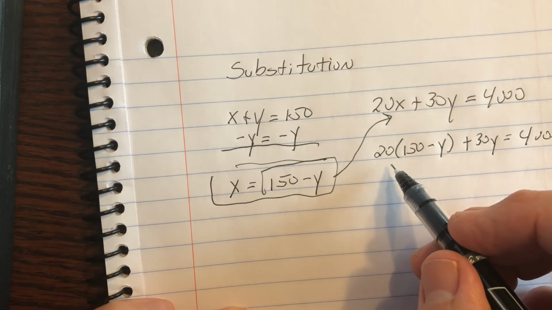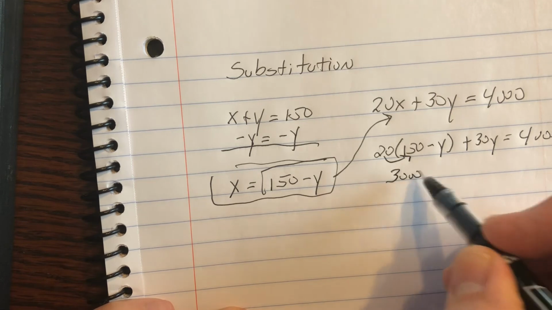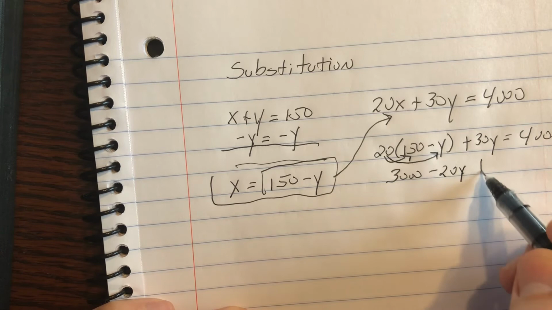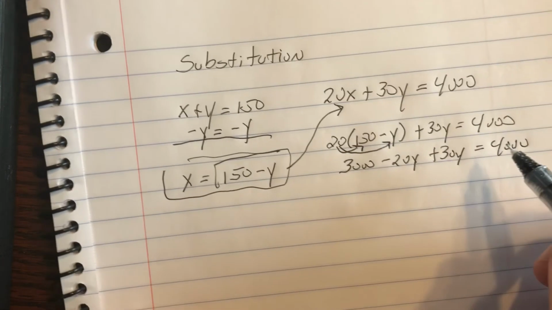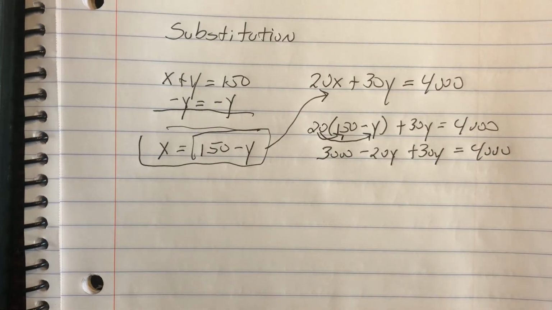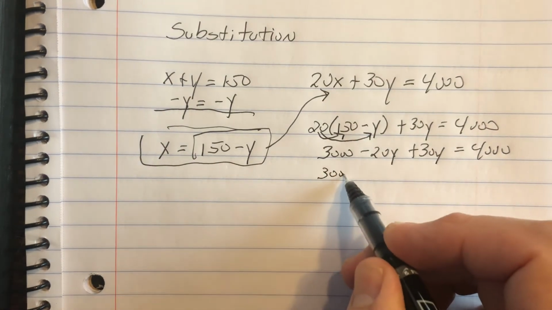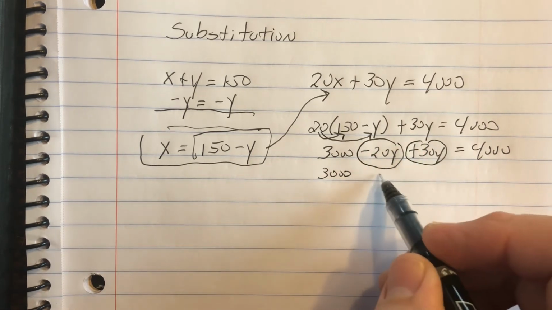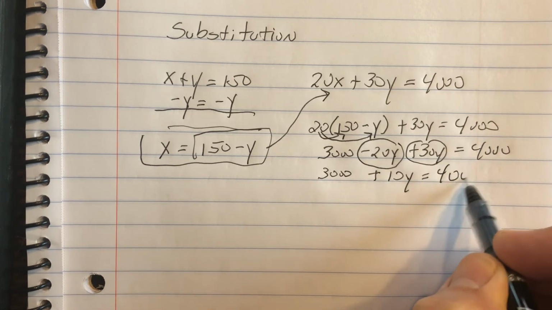So now you have to use your distributive property and take 20 times the 150, which is 3,000. And then you take 20 times that negative y, which is negative 20y. You bring down that plus 30y equals 4,000. All right, now you can see all that. Sorry about that. Now, I'm combining like terms. So I recopied the 3,000, and then this y term and this y term can be put together. Negative 20 plus 30 is positive 10y equals 4,000.